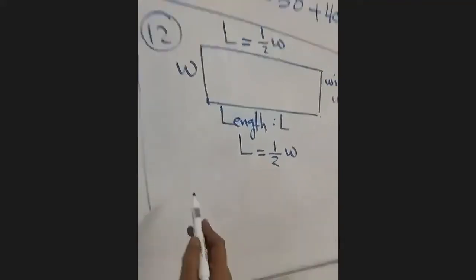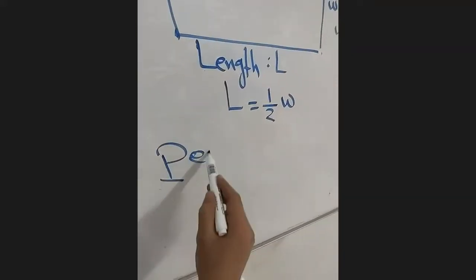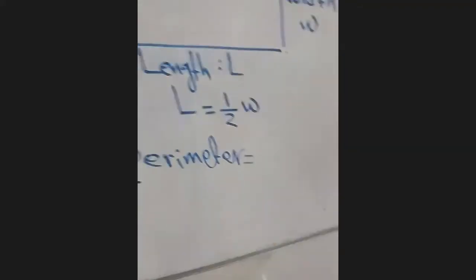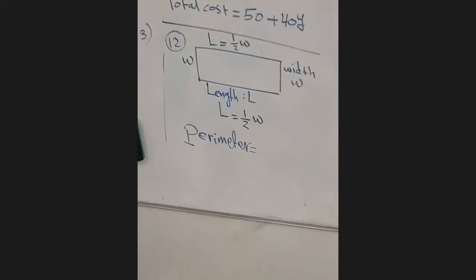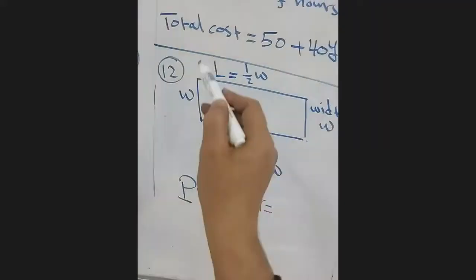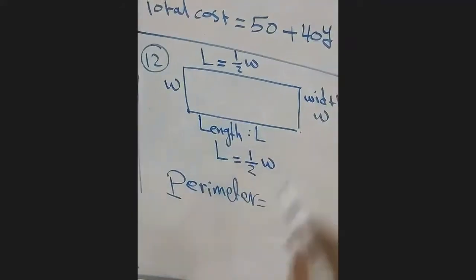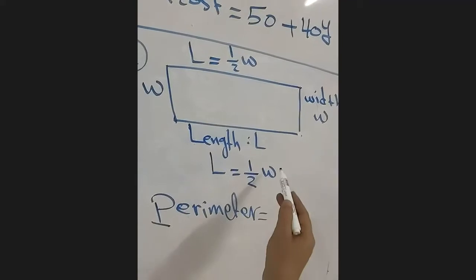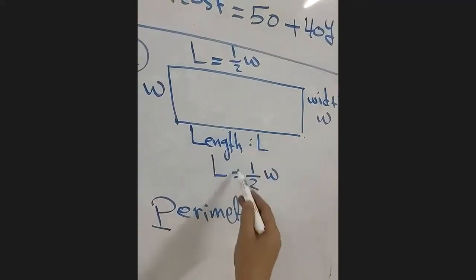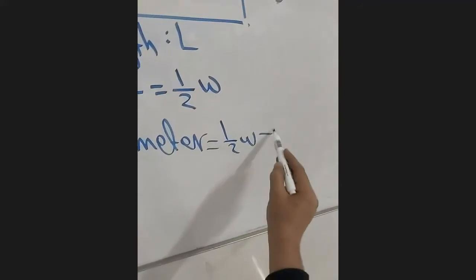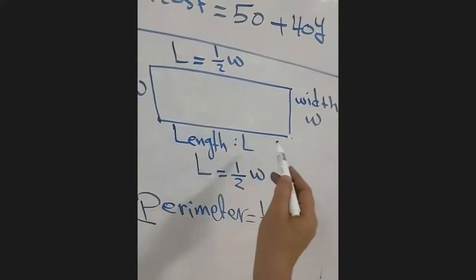Now what's the question at the end? They want the perimeter. How do we find the perimeter? We add all the side lengths, right? Let's start with the length. But what's the length? One over two W, plus this one plus this one.